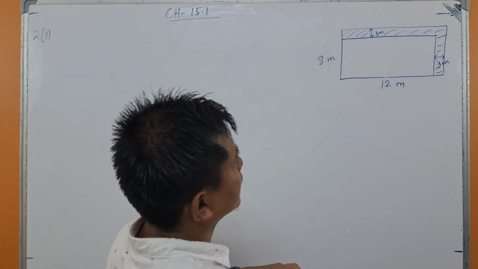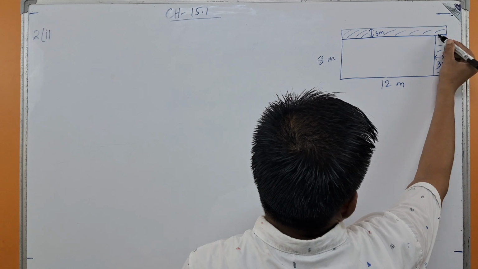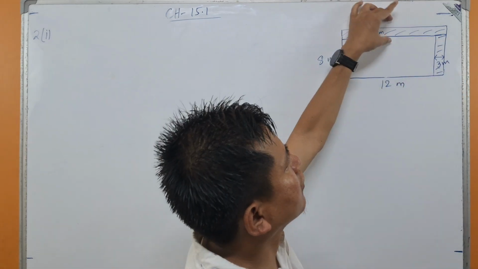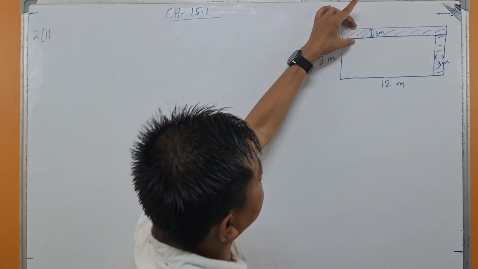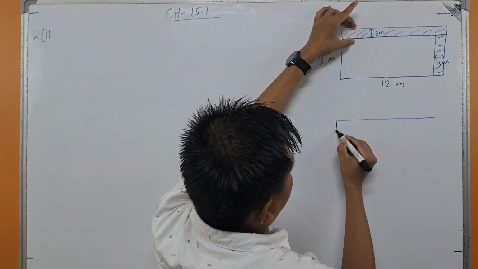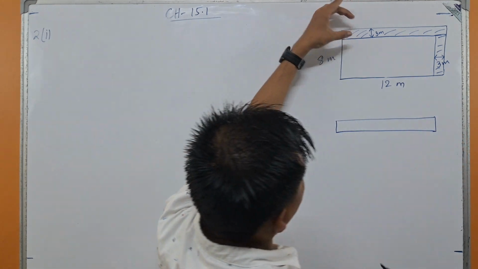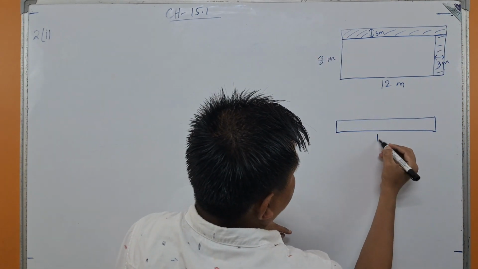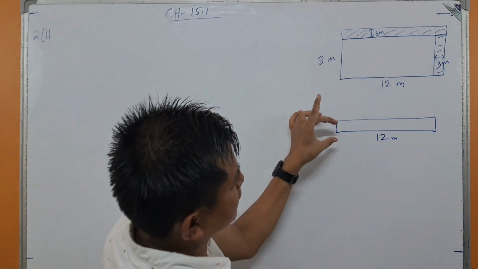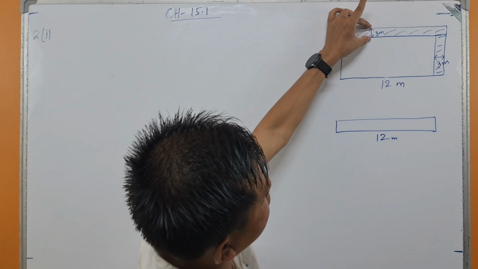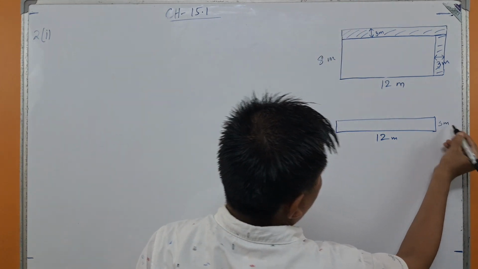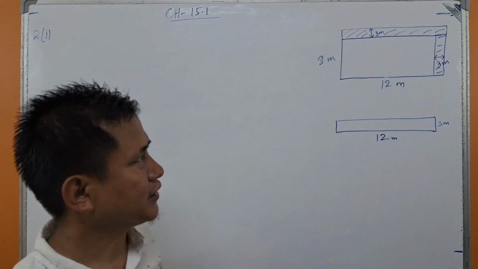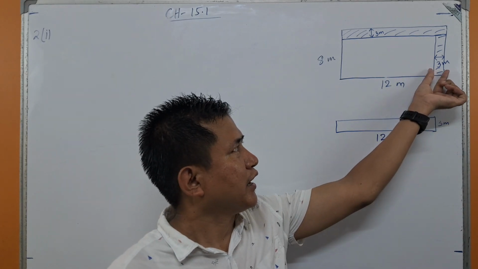So what we do is first we join this. When we join this, we see two rectangles here. One is this and the other is this. I am talking about this colored portion only. So let's see this rectangle first. Now length of this rectangle is 12 meter, isn't it? Breadth of this rectangle is 3 meter. So we can find the area of this small rectangle by applying the formula length into breadth, isn't it? Now we find the area of this another rectangle as well.